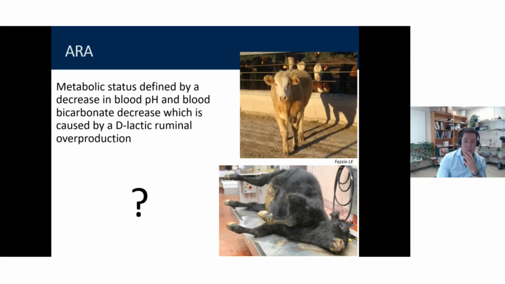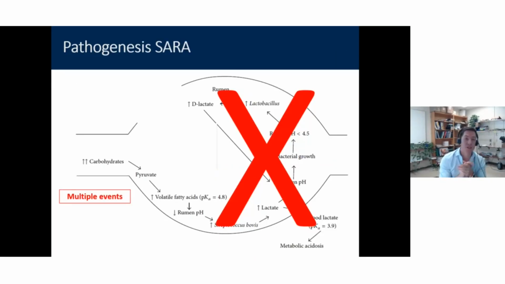All right. And now we're switching to the pathogenesis of the subacute form, and once again it's going to be associated with diets that are rich in carbohydrates. But the main difference with the other form is that here we're going to have multiple events.